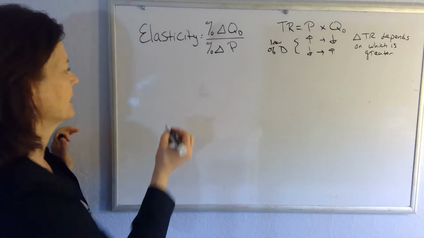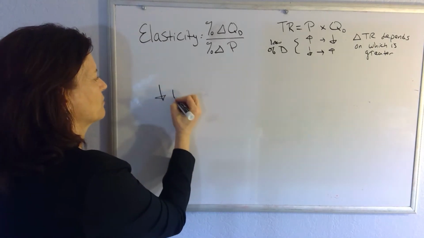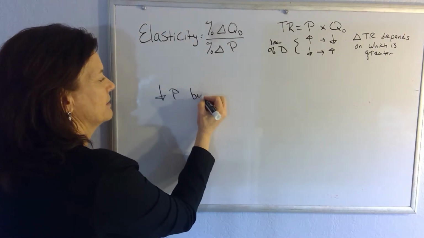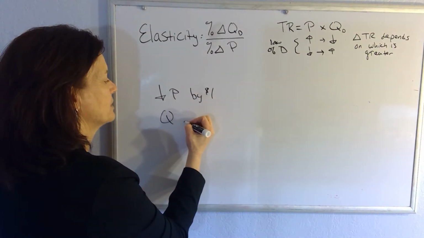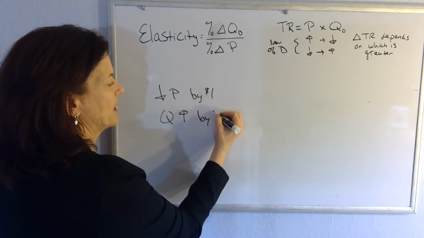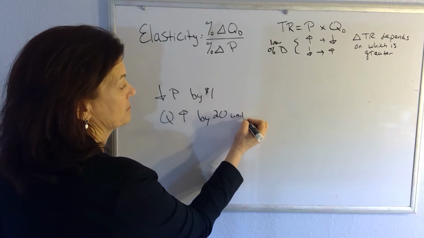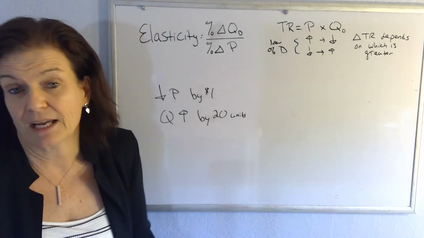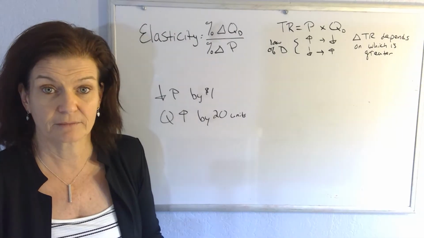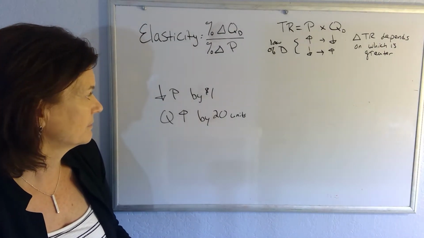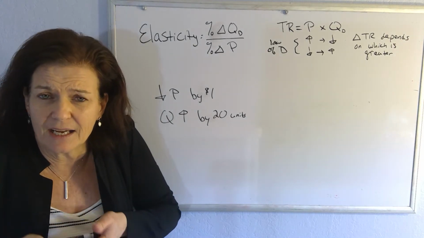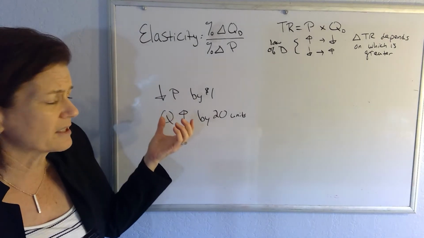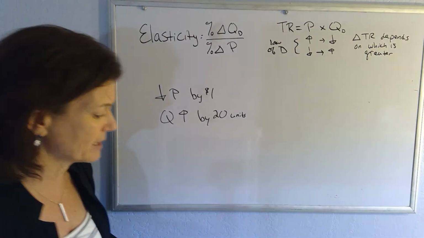Because think about it. Let's say I drop my price by $1 and my quantity goes up by 20 units. Is that responsive or not responsive? I don't know. It depends, right? It depends on what was priced to start with and what was quantity to start with.